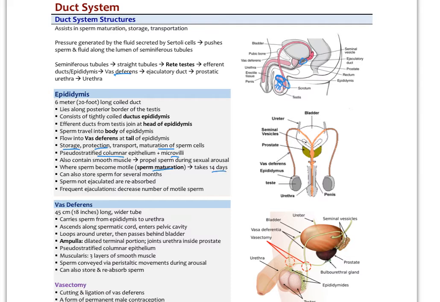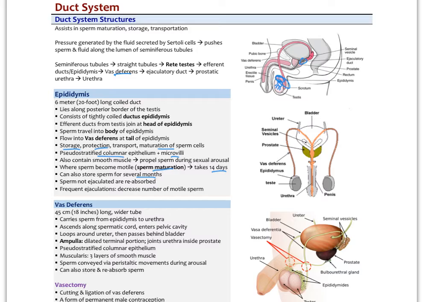That takes about 2 weeks though. So once the sperm are produced in the seminiferous tubules, it takes about 2 weeks for them to mature in the epididymis. And the sperm can be stored here for several months. Any sperm that is not ejaculated will just be reabsorbed. So it's not like it sits there and decays or anything like that. It just is reabsorbed. All the nutrients are reabsorbed, and the amino acids are reabsorbed. If a male has frequent ejaculations, this will decrease the total number of motile sperm, and that can actually affect fertility in some cases.